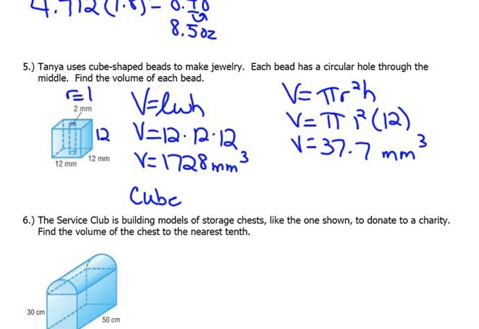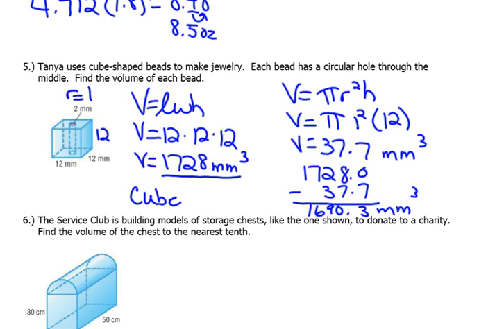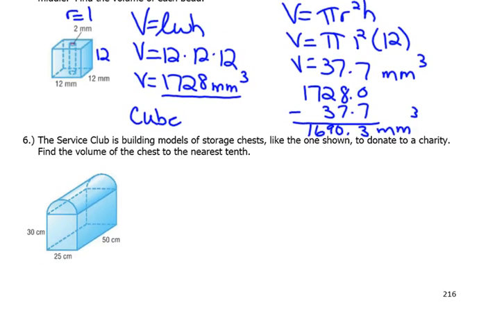So we started with this cube that had a volume of 1,728 millimeters cubed. We drilled a hole in it all the way through that was 37.7. We're basically asking how much is left over, so I have to subtract those to find the volume of my bead. 1,728 minus 37.7 gives 1,690.3 millimeters cubed. So this is a composite figure with two different solids. This time we're taking them apart. In the next example, we're going to be putting them together.